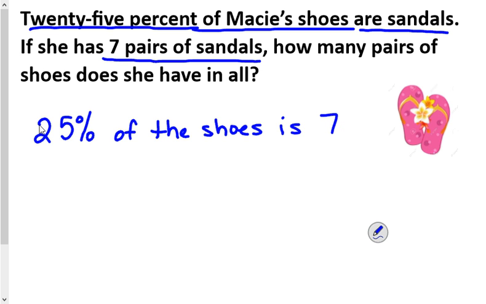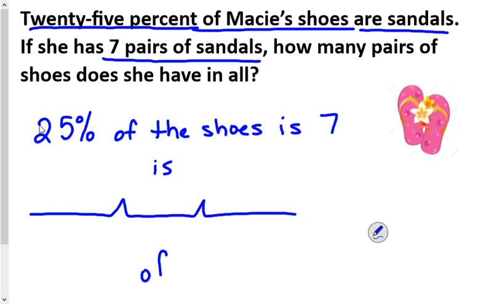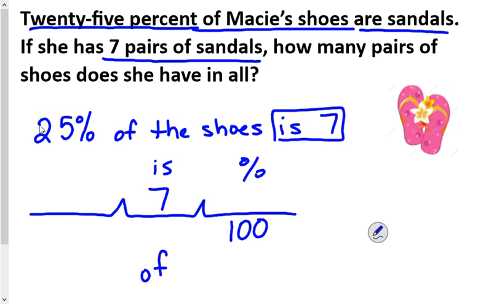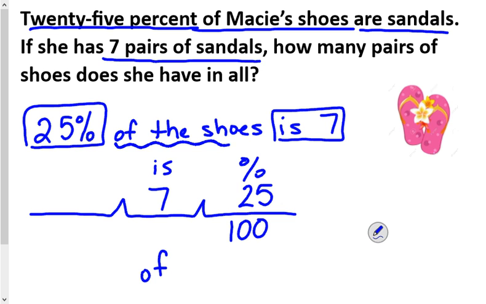So now we're going to get to using our strategy we learned about comparing and relating percents, parts, and wholes. So we're going to do the is over of equals percent out of 100. So in doing that, remember the 100 always goes here. And so I can see that the is, 7 is, so I'm going to put the 7 there, 25%, so I'm going to put the 25 here. 7 is 25% of the shoes. So that's what I'm looking for, is the of. So 7 is 25% of the shoes.